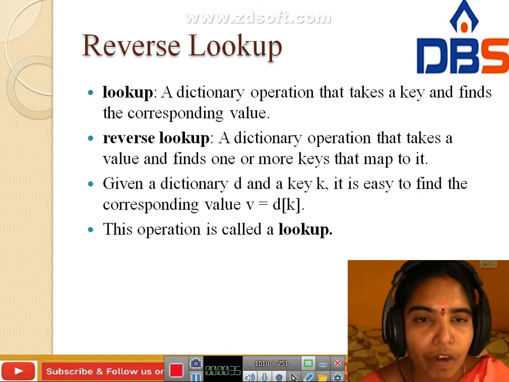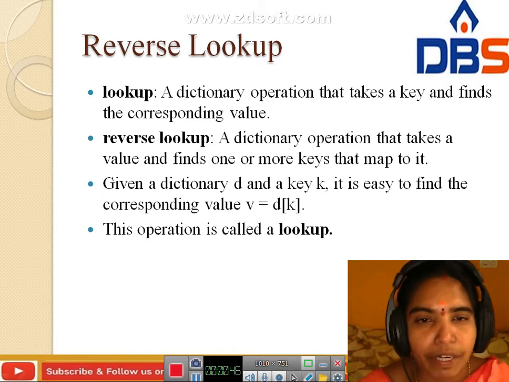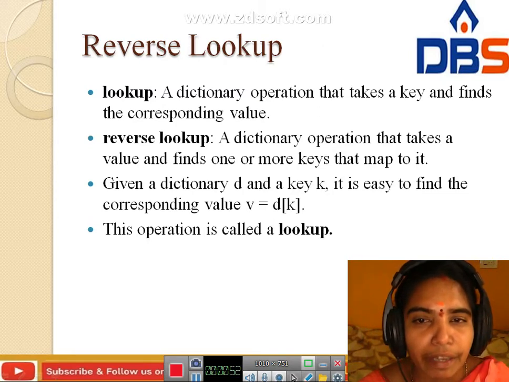Reverse lookup is a dictionary operation that takes a value and finds one or more keys that map to it. For example, given a dictionary D and a key K, it is easy to find the corresponding value, V equal to D of K. This operation is called a lookup.